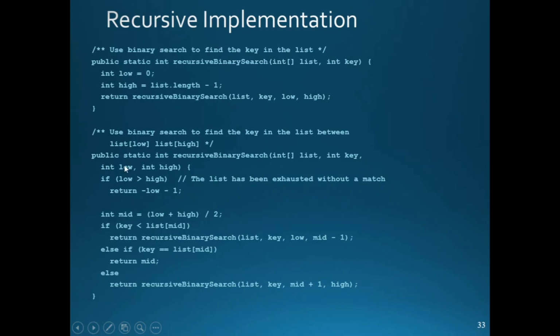This is the function here, and here's what I do. First of all, I'm checking if low is greater than high. If low is greater than high, that basically should be the case where we return without a match. So this is a case. I'm not quite sure what he is doing here. Let me just have a look here.